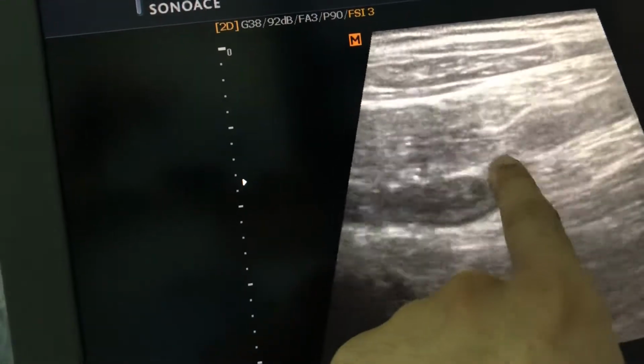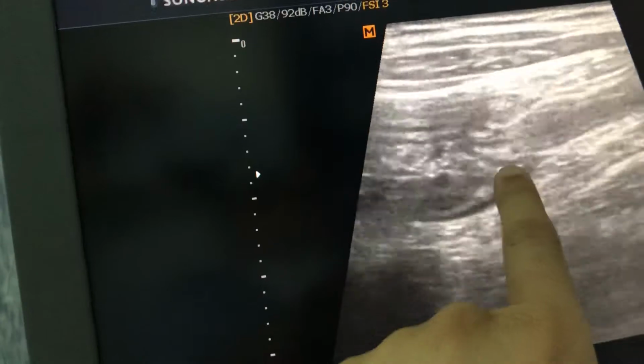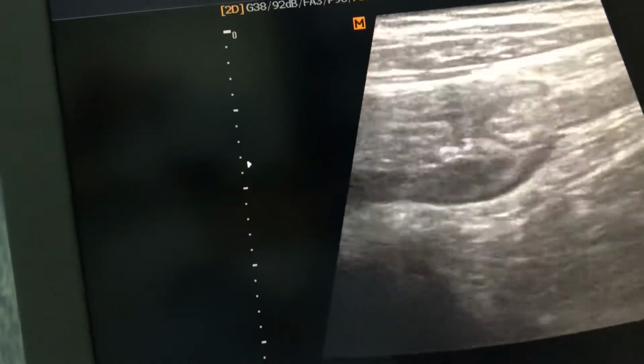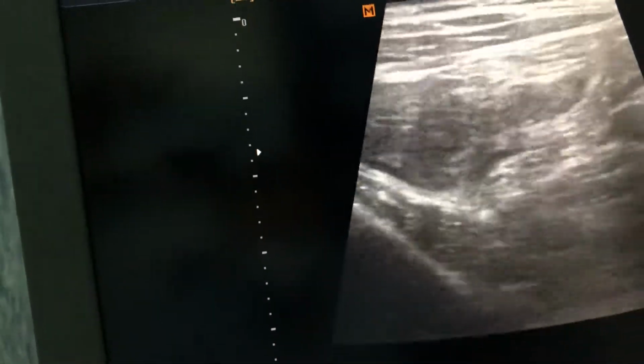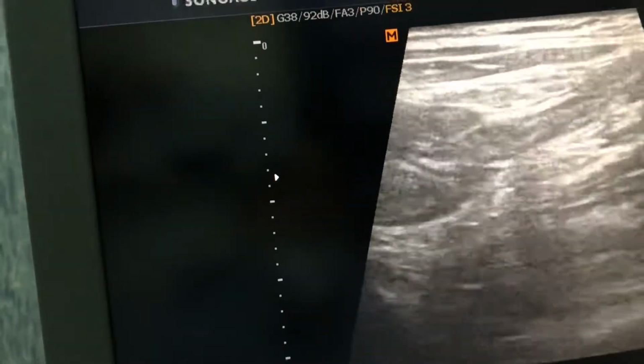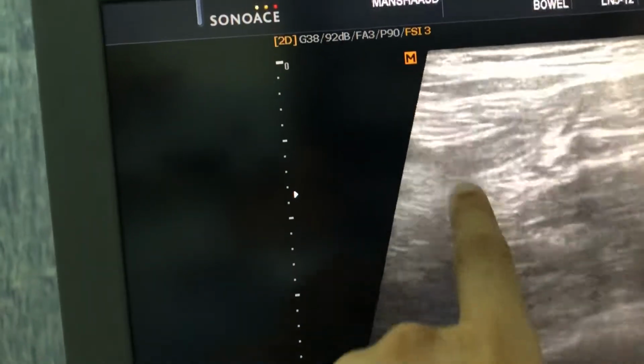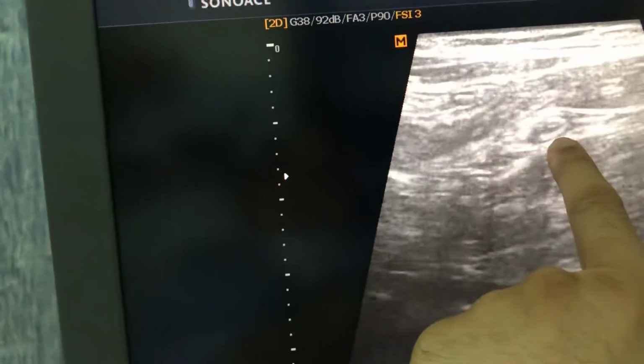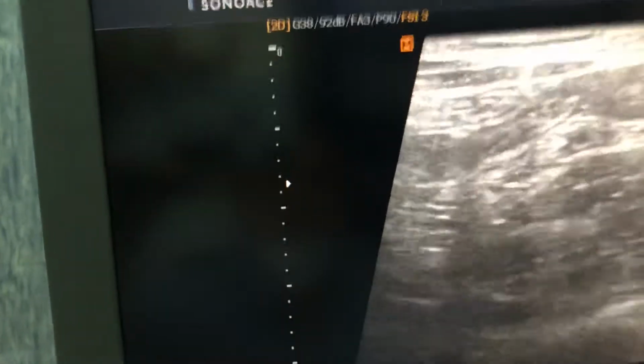Or it could give a false perception of intussusception due to this thickened wall. I think this is not an intussusception. This is the ileum, this is the appendix. Here the appendix is normal.